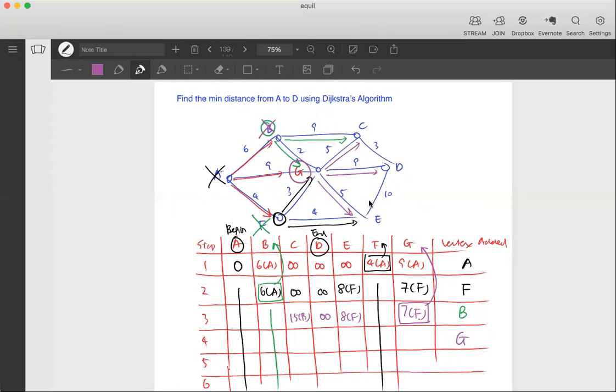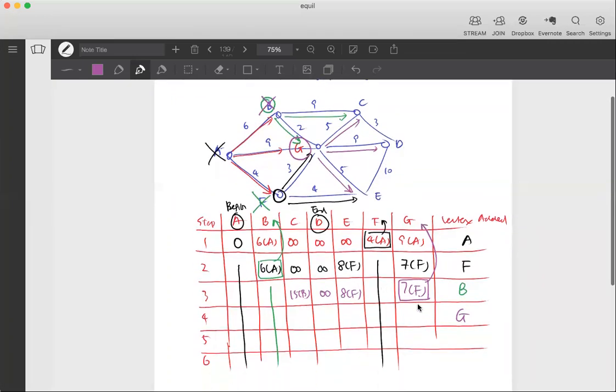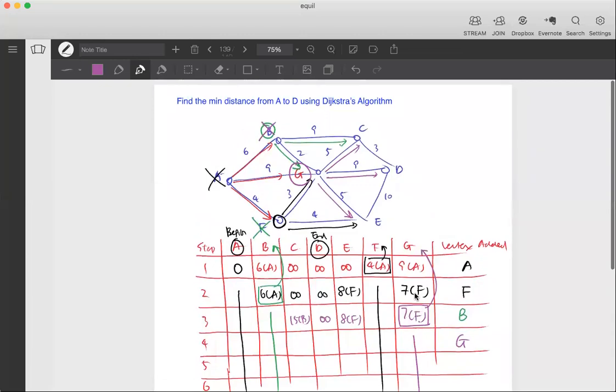Okay, adjacent to C, D, E. And then once we add G, we're going to delete all the rest. So let's have a look at it. Okay, so the G distance is 7. 7 plus 5 is 12. So it's 12 for G. And what's the distance G to D?